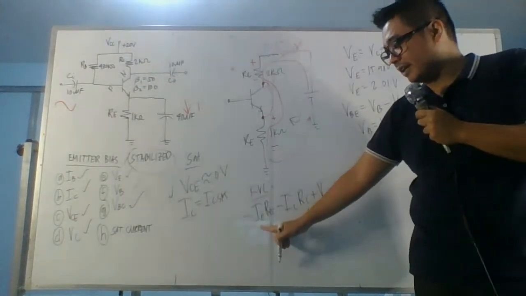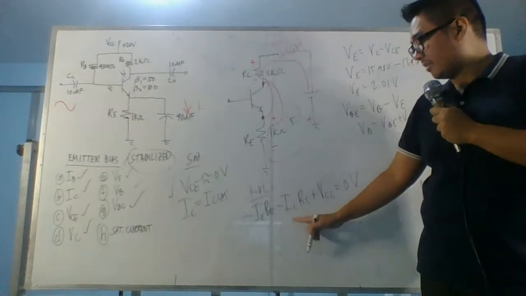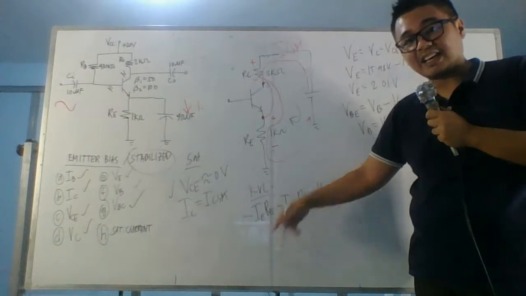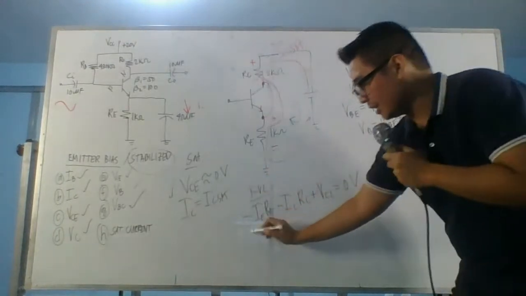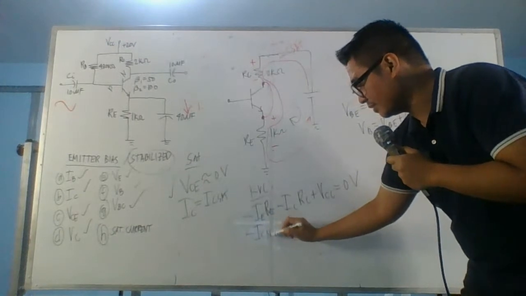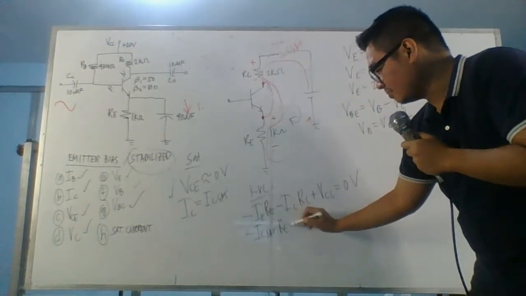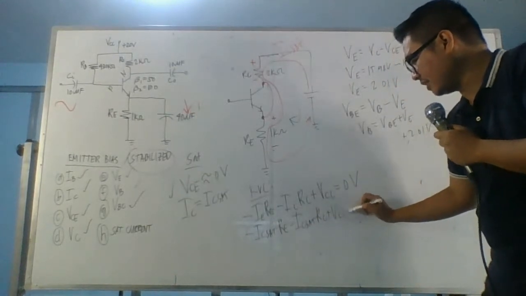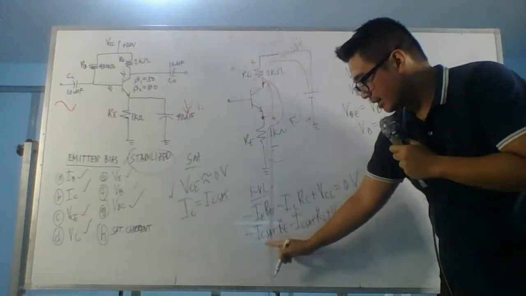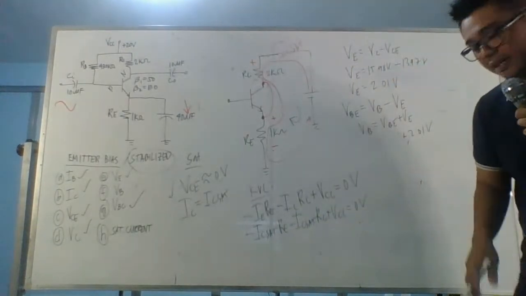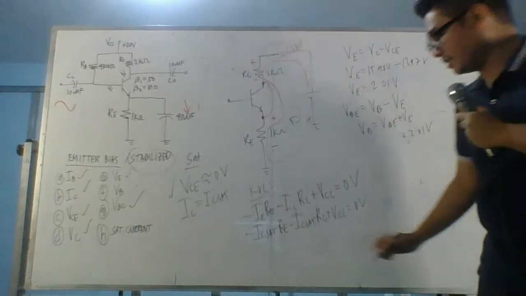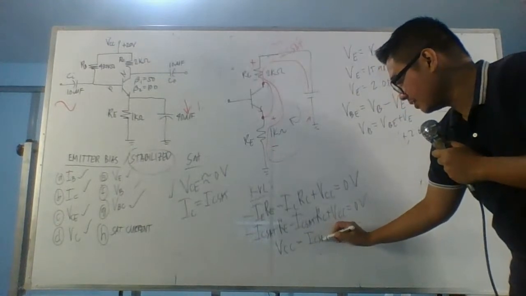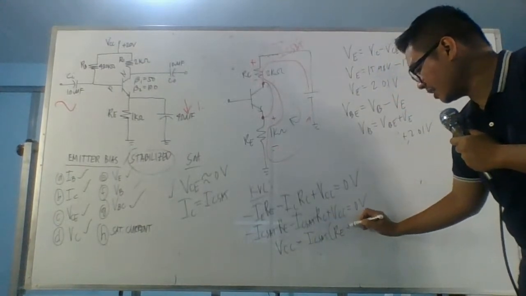Meron tayong value ng IE, may value tayo ng IC, meron tayong value ng RC, meron tayong value ng RE. But take note, yung IE na yan, IC sub na yan, kasi saturation na. So we have minus IC sub times RE minus IC sub ulit times RC plus VCC. So in this case, ang unknown na lang is yung IC sub. Can we factor out IC sub? Yes, we can factor out IC sub. That's why VCC is equal to IC sub times RE plus RC.